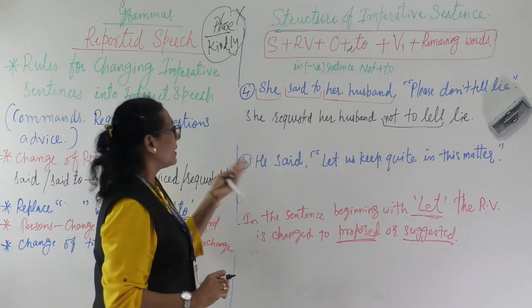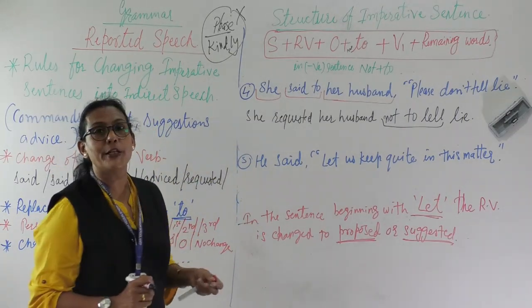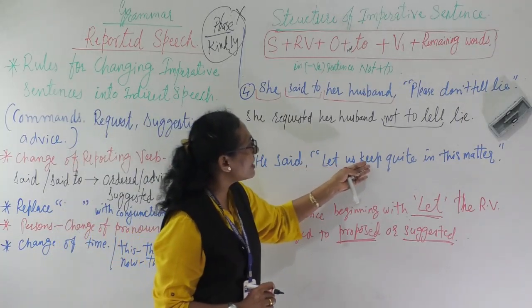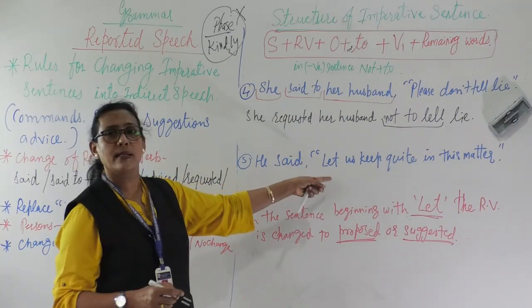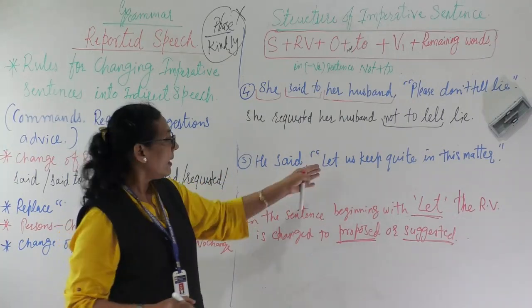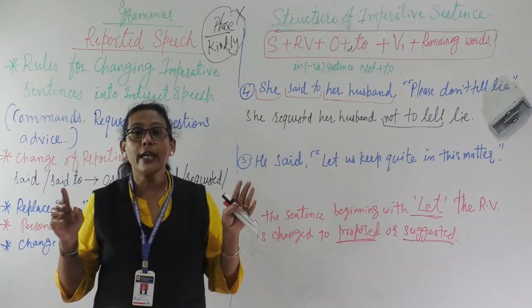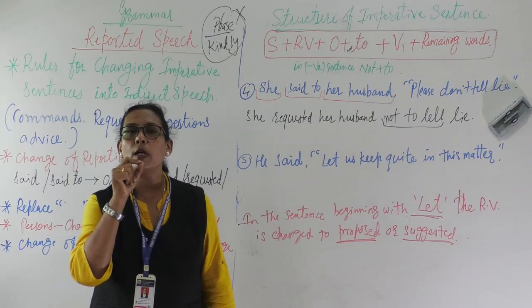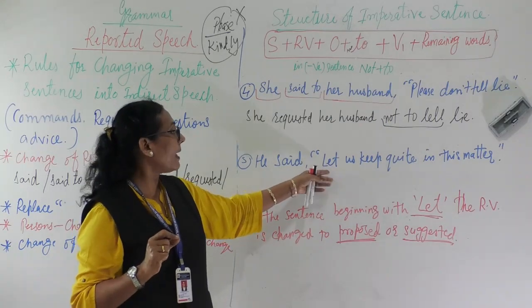We'll go to the last example of this imperative sentence. Now what is that? He said, let us keep quiet in this matter. What is the meaning of this sentence? He said, let us keep quiet in this matter. उसने कहा ये मैटर में हमको गपचुप रहना चाहिए, हम लोग गपचुप बैठेंगे. This is the verb.